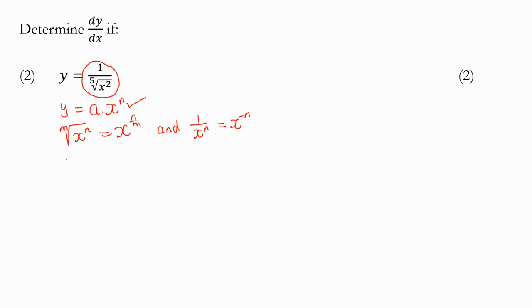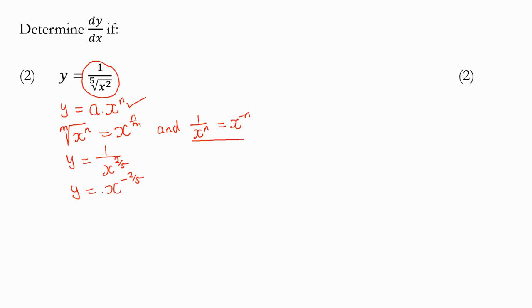Okay, right. So y is equal to 1 over x to the power 2 over 5. Do you agree? Yes, I think so. Right, it's correct. And then applying this rule here, we can say this is equivalent to y is equal to x to the power negative 2 over 5. Okay, right. So once we have this now, we know we can differentiate using our rules of differentiation.